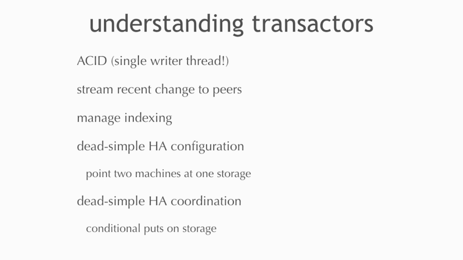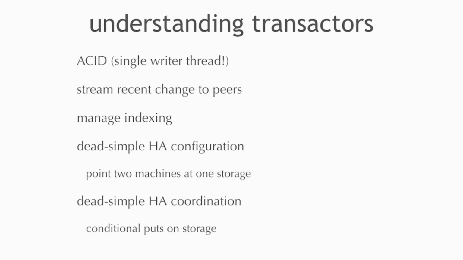So let's imagine you have a Datomic system that's currently down, not running at all. And you start 2 transactors. Those 2 systems are going to race. One of them is going to win the race and become the active transactor. The other is going to lose the race and become the standby transactor. And now, off you go.